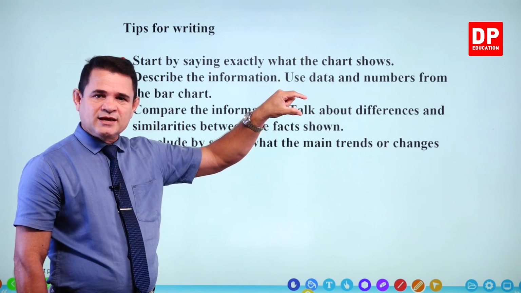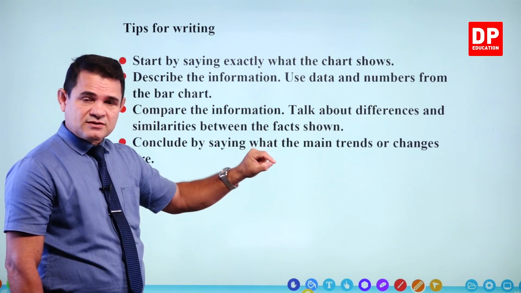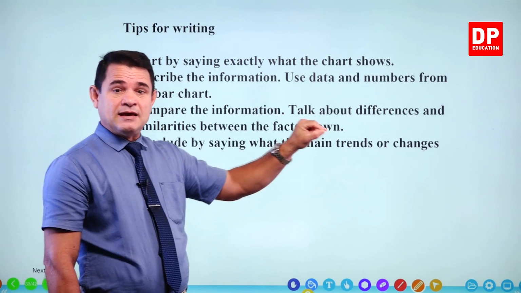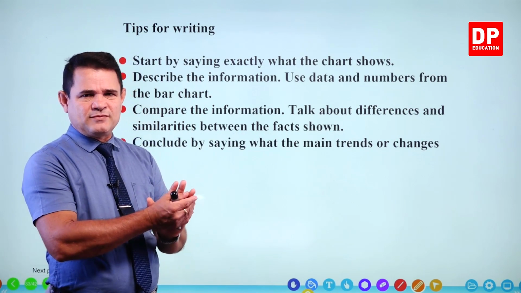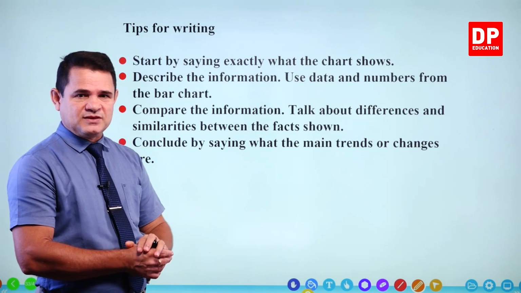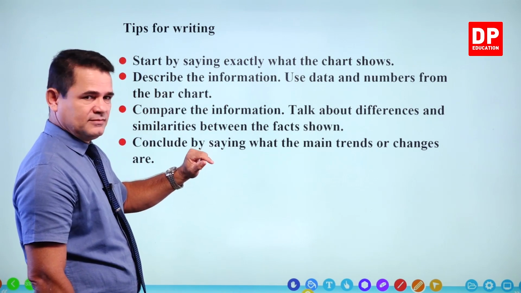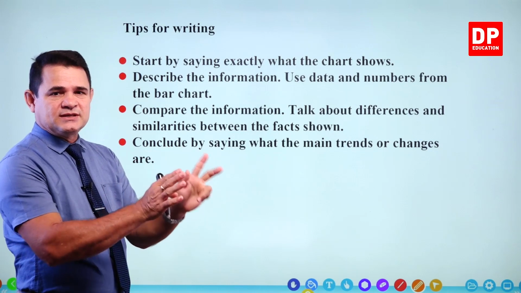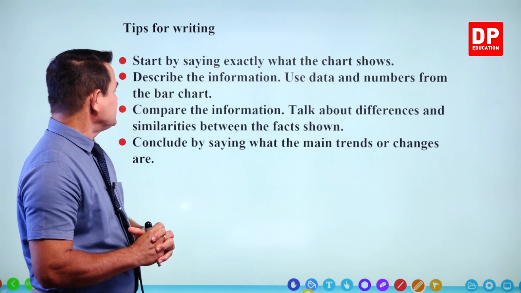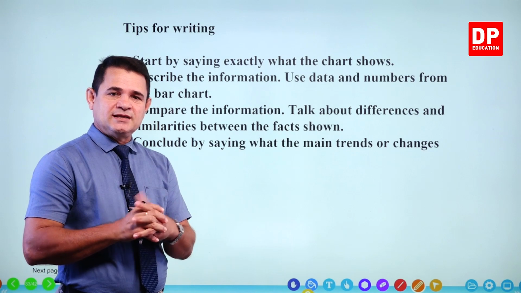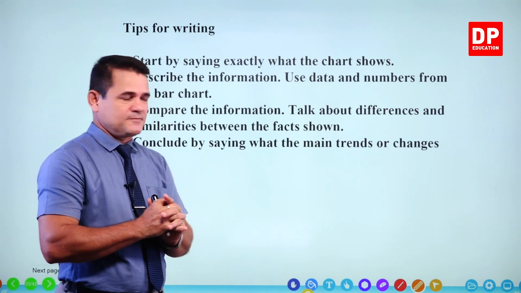So ඒක question එකකින්ම ගන්නත් පුළුවන්. Or this bar graph or this bar chart describes the different reading habits of students of this school. You can take it from the question or the title. ඉස්සෙල්ලාම ඒක කියනවා. Next, describe the information. ඊළඟට තියෙන තොරතුරු ටික විස්තර කරනවා. Use data and numbers from the bar chart. Bar chart එකේ තියෙන data, numbers ඒවා use කරලා විස්තර කරනවා.